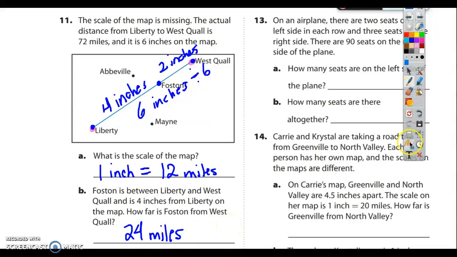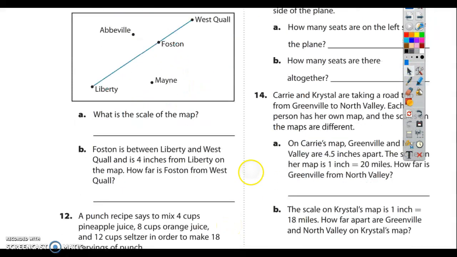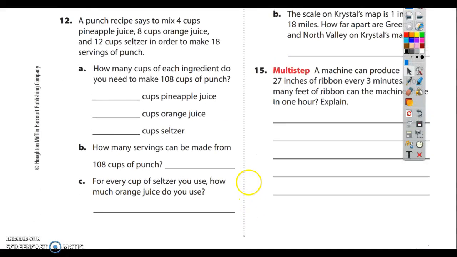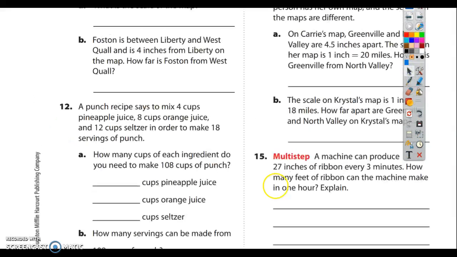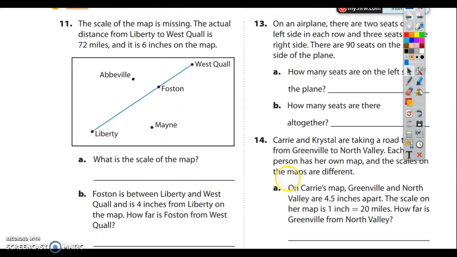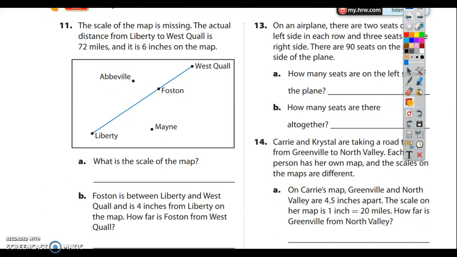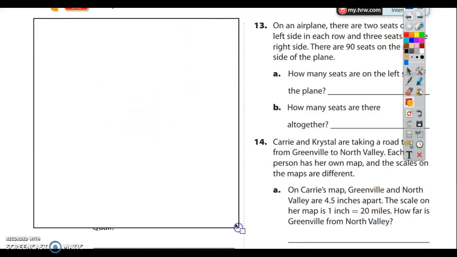Okay, we're going to scroll to the bottom of the page. We're going to actually skip number 12, the whole thing. So you can just take your pencil and write skip right here. We're going to skip all of number 12, and then we're going to finish the rest of the page starting at number 13. And for number 13, I'm going to use a whiteboard.